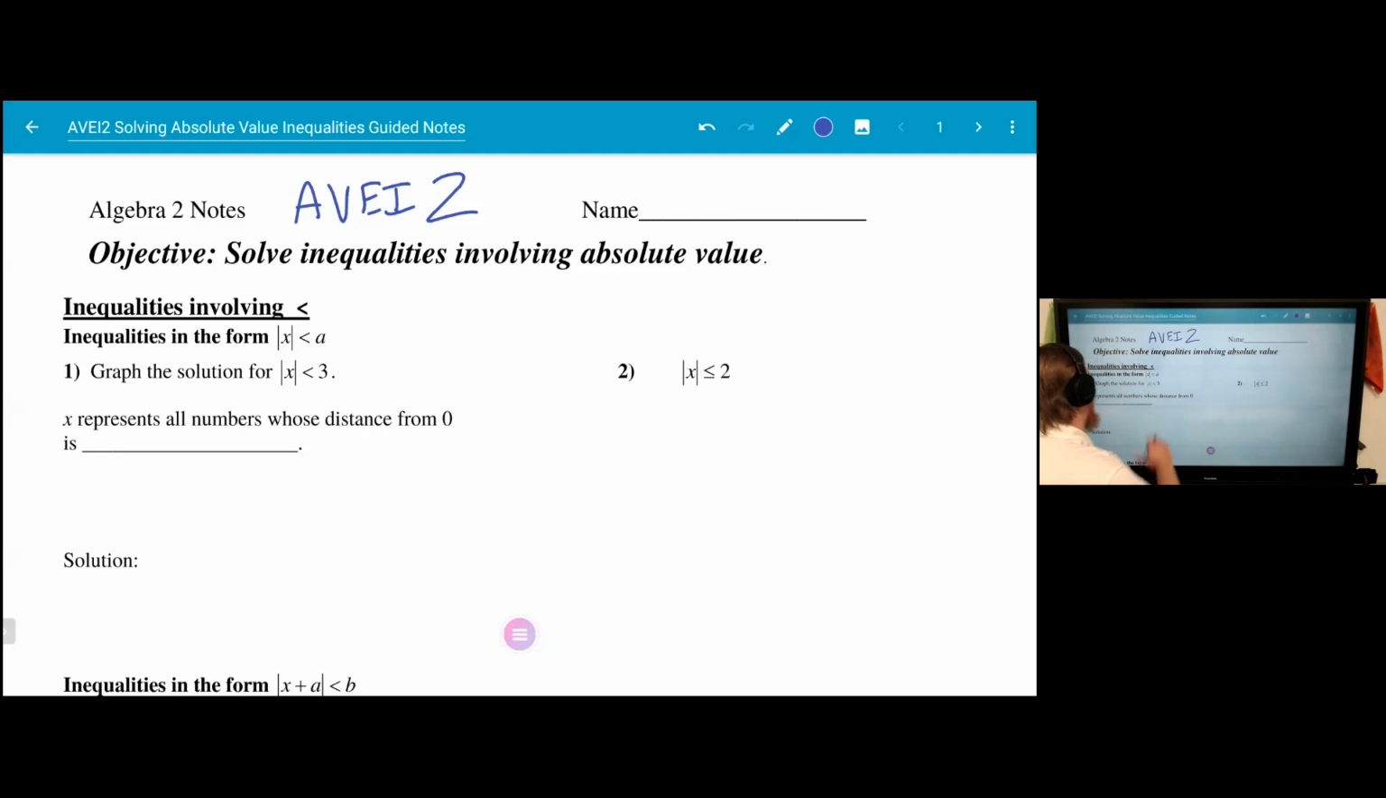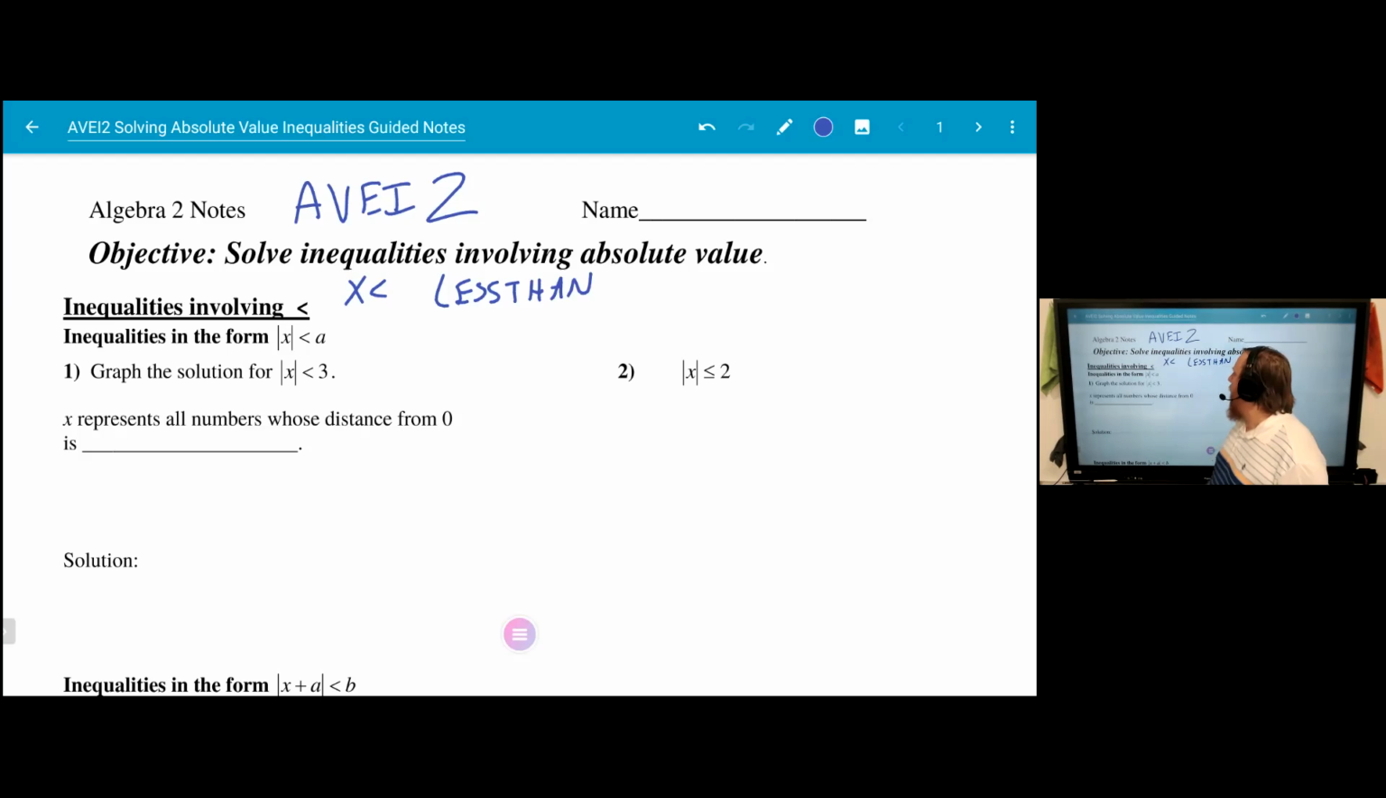So let's look at what we got here. We've got inequalities involving this symbol. This is less than, if you see it like this. We're going to call this less than something. X is less than something. In this case, it's the absolute value of X is less than A.